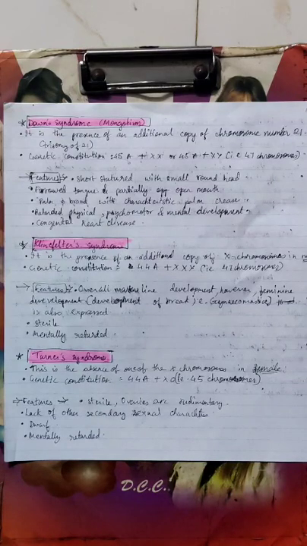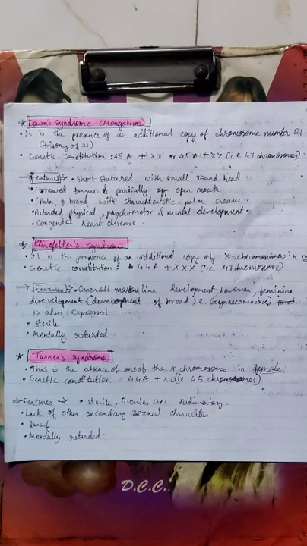Next we'll see Klinefelter syndrome. It is the presence of an additional copy of X chromosome in male. Genetic constitution 44A plus XXY, that is 47 chromosomes. The features of Klinefelter syndrome are overall masculine development, however feminine development of breast, that is gynecomastia, is also expressed. They will be sterile and mentally retarded.